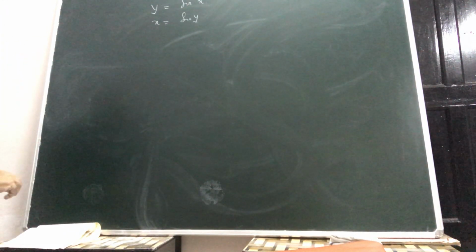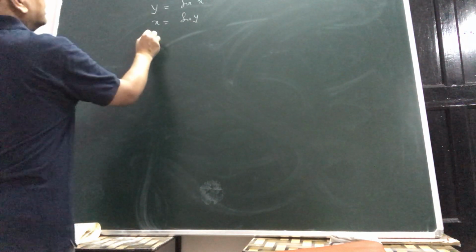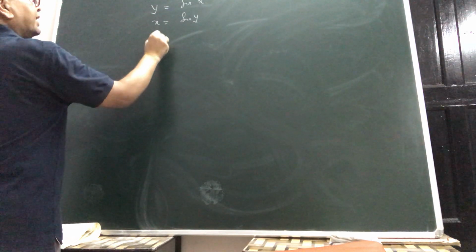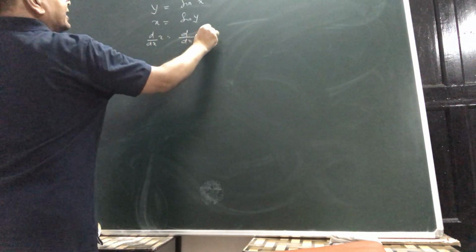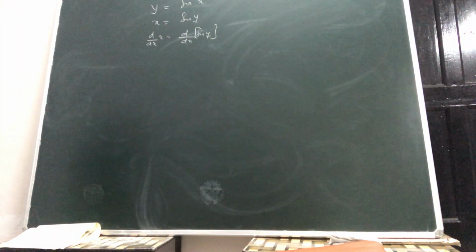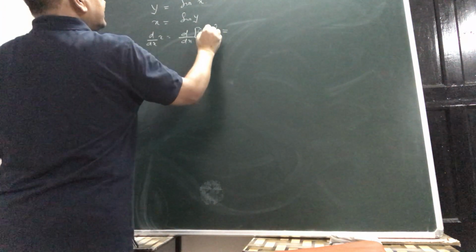Now, what will I do? I will differentiate this equation with respect to x on both sides. So it will be d upon dx of x is equal to d upon dx of sine y, assuming that y is a function of x. So it is a function of function.